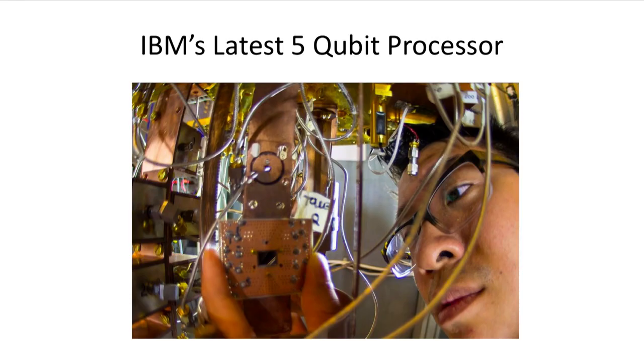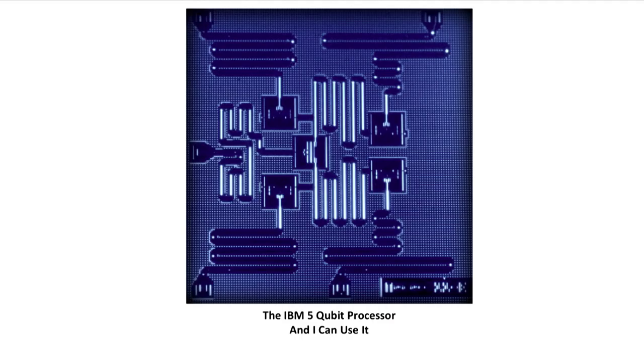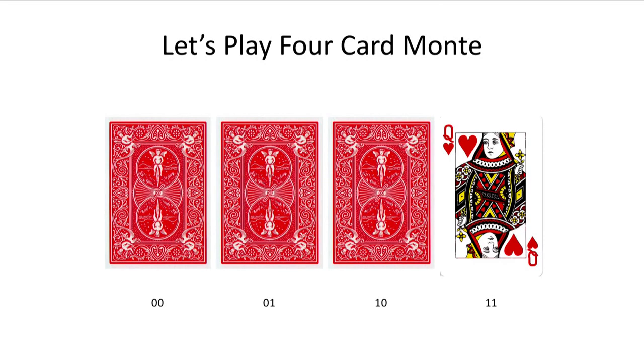Here's one I prepared earlier. This is one I actually have been using. It's a 5-qubit processor. I don't have it in my lab or my office. It's actually on the other side of the Atlantic, but I can get to it through the wonders of the internet. I can program it. In fact, I build very simple circuits for it just to test things out, and I built one just for today, which is about playing four-card Monty.